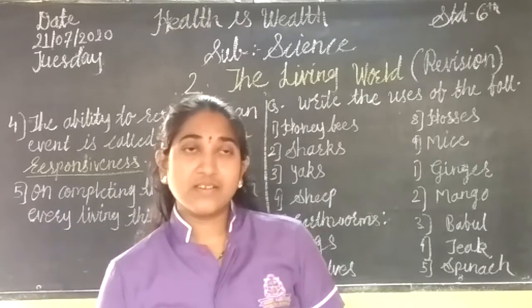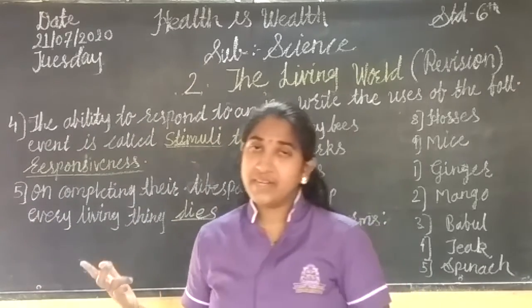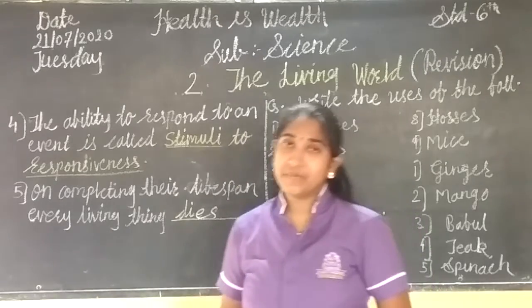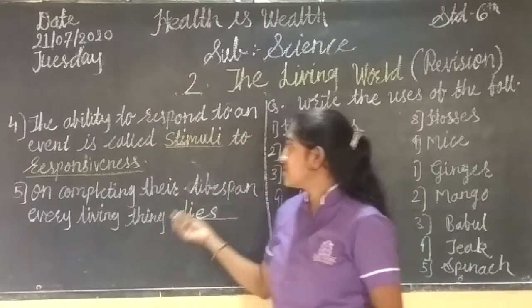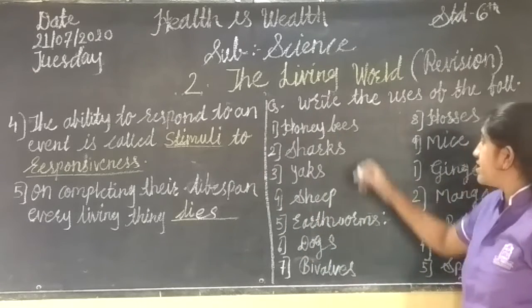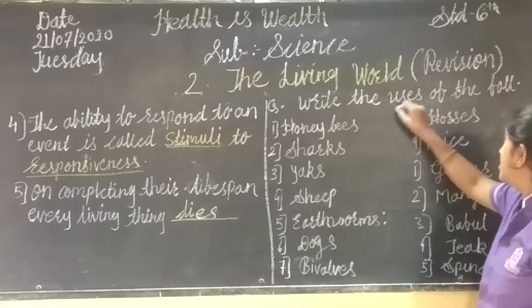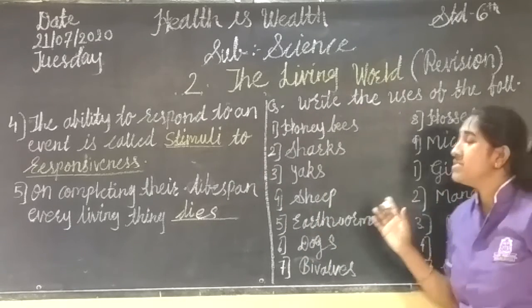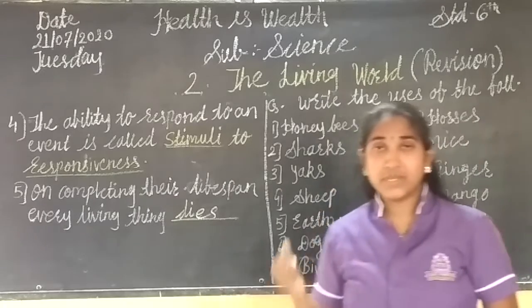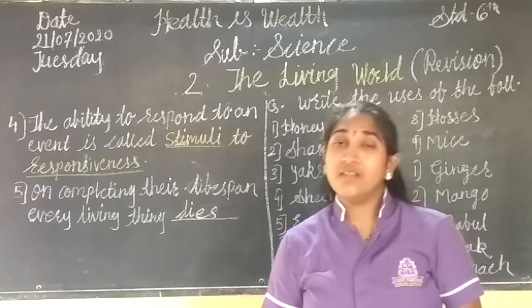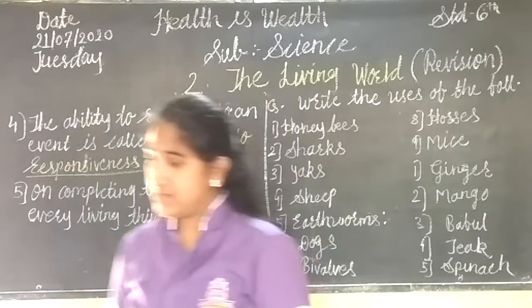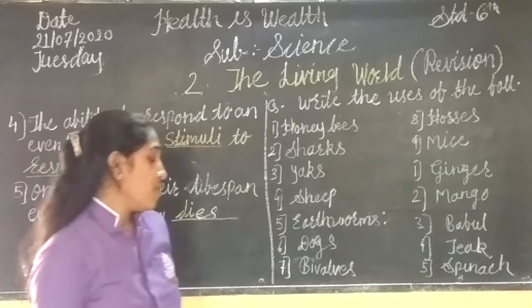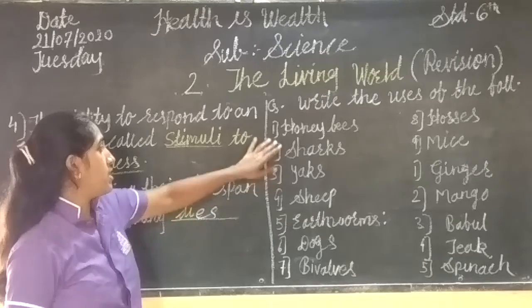That means after our lifespan is completed, the human being or any animal will die. Then next question. From your textbook there is a question: write the uses of the following. That means plants and animals are given and we have to learn about the uses of these animals and plants. Now the first one is the honeybee.